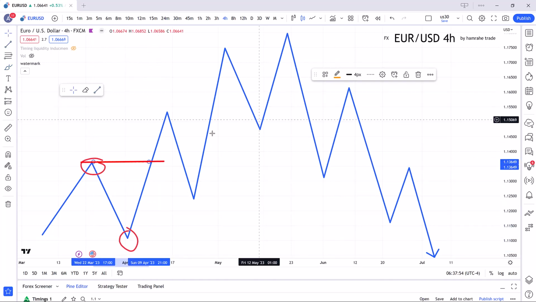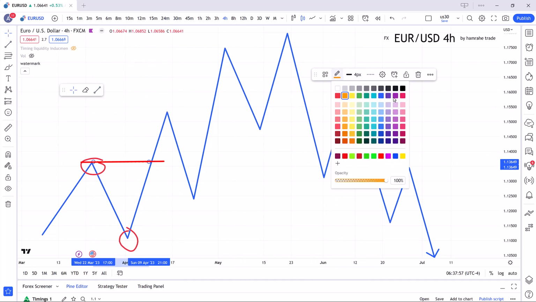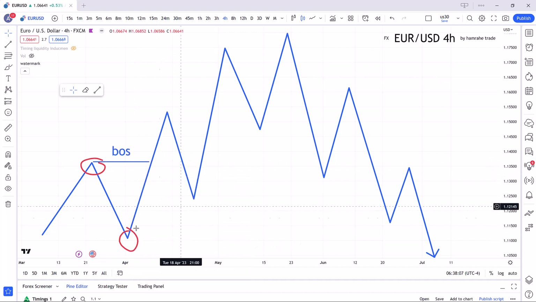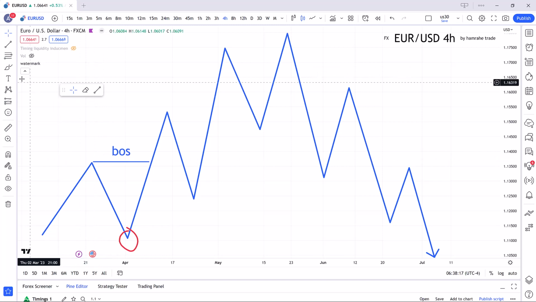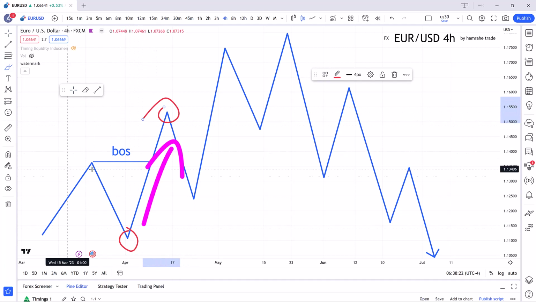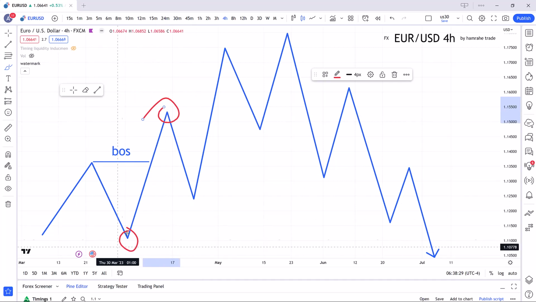For example, here our high got broken with a strong move. So now we have our primary structure broken, or we have a break of structure. Now from this point, let me clean that up. From this low to this high, I mean the low that broke the last swing high, to the high that started the pullback, it is our range of trading.